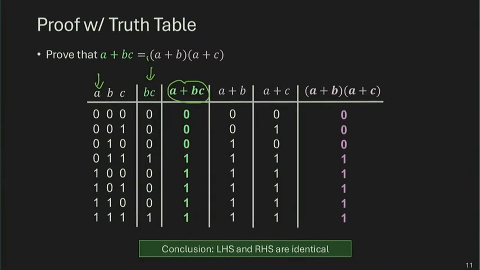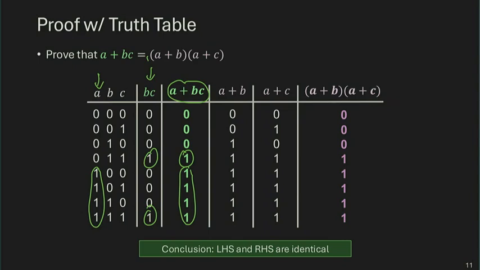Right? And then A plus BC will be 1 whenever A is 1. So those 1s will be propagated to the output. Whenever A is 1, output will be 1 right away. Or when BC equals 1, and that will also propagate it to the output.